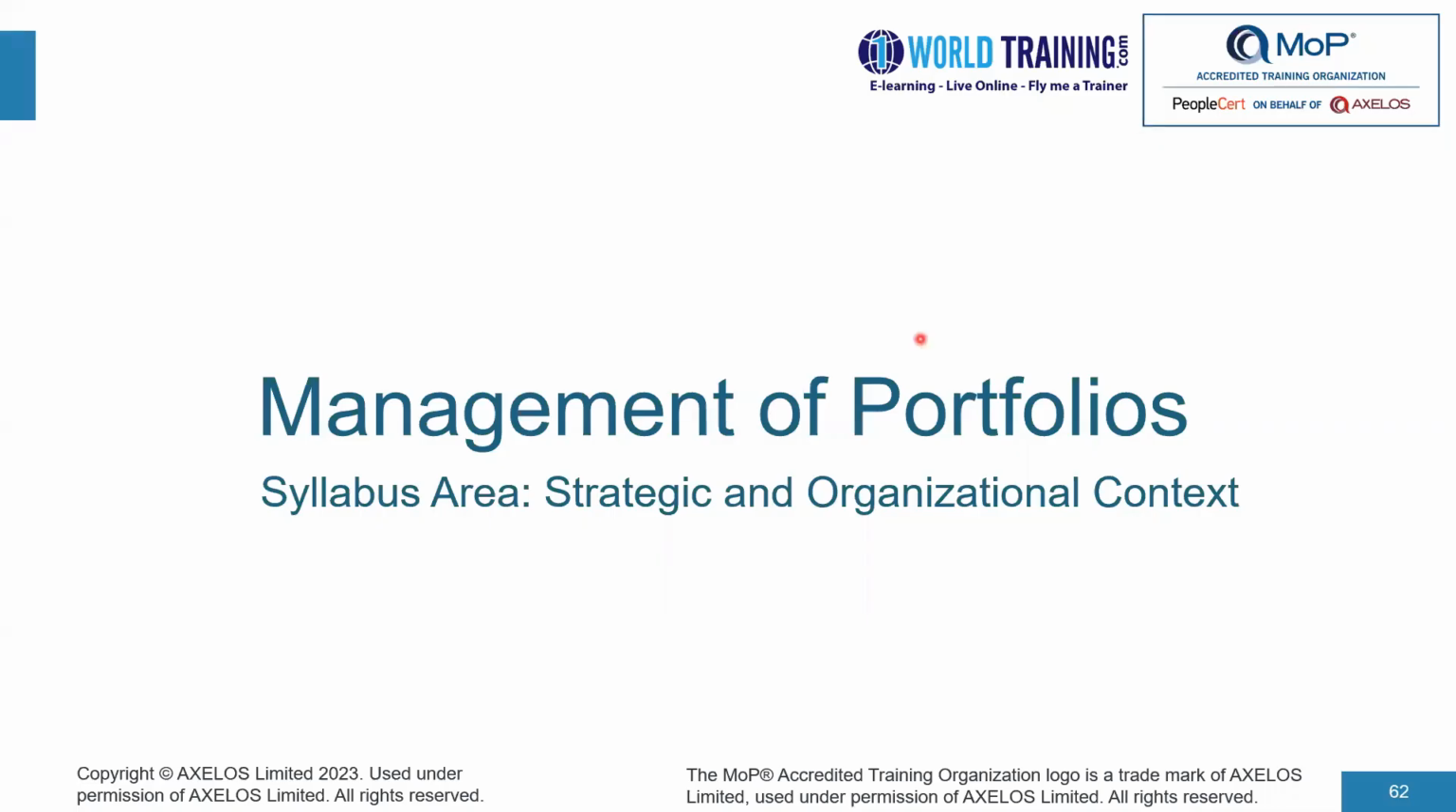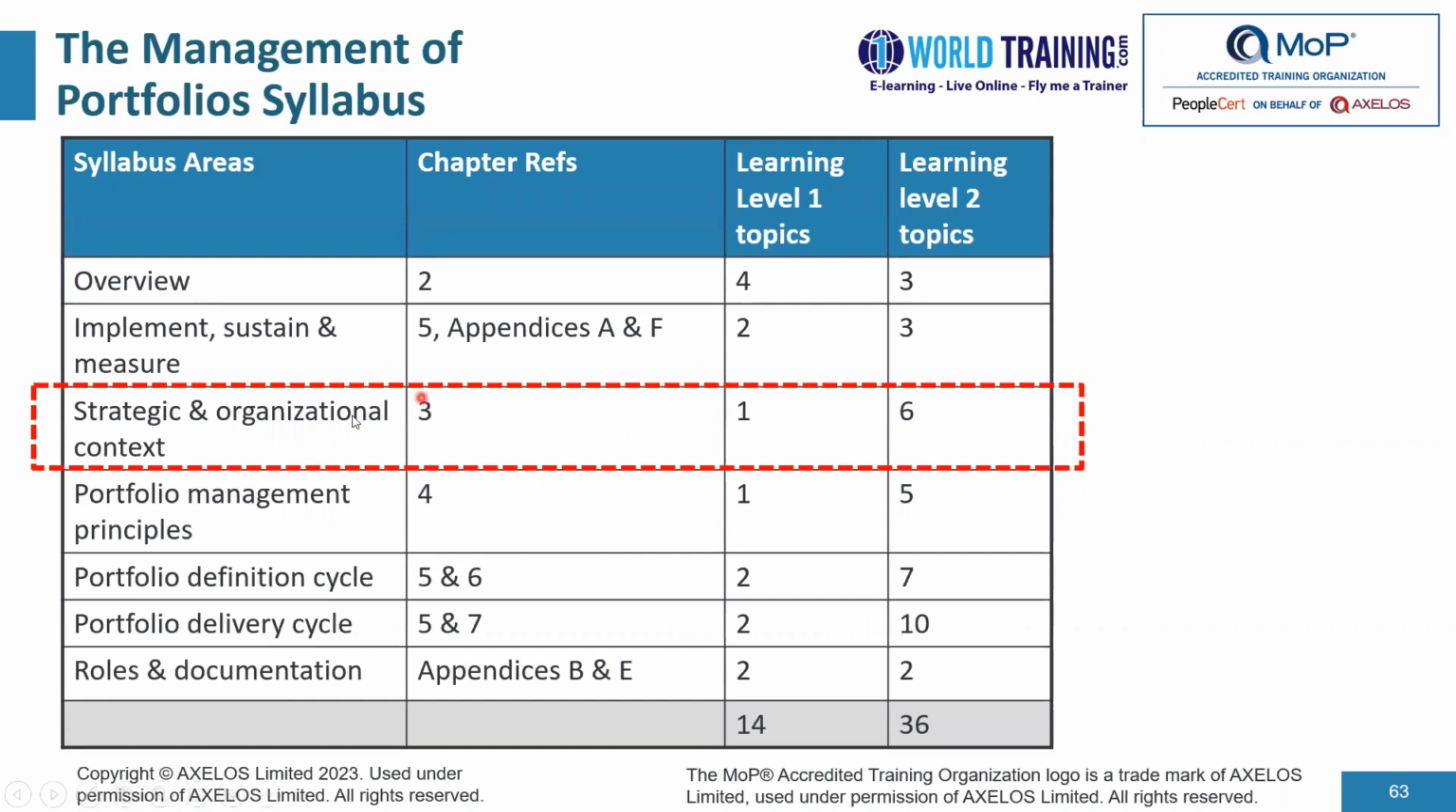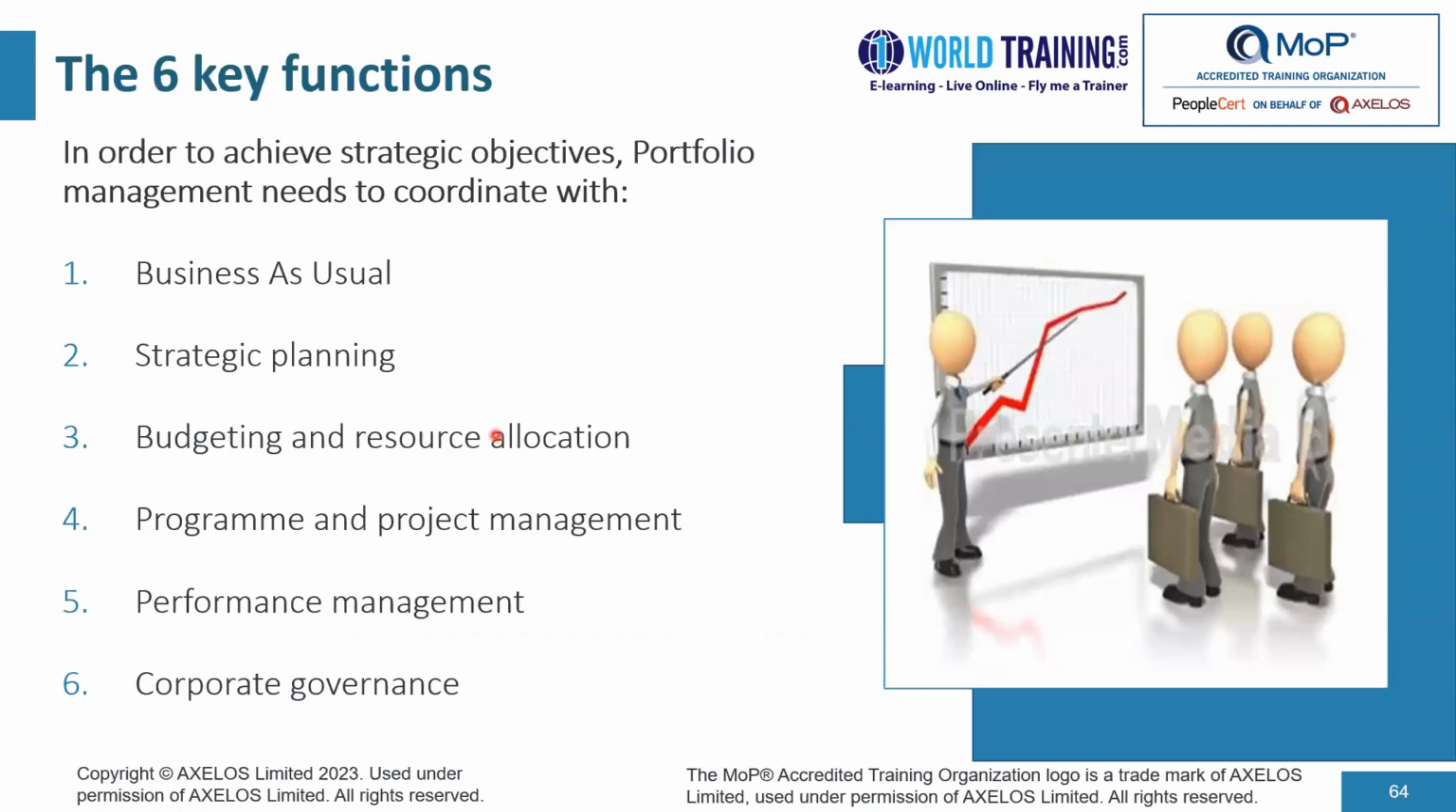Welcome to module number 4, strategic and organizational context. This particular syllabus area covers chapter 3 of the official guide. Start off with an understanding of the 6 key functional areas.